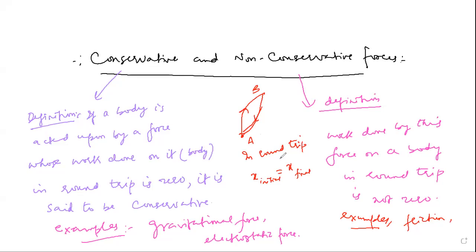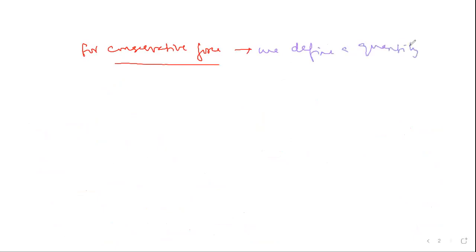Now, what is special about conservative forces? For conservative forces, we define a quantity called potential energy, which we denote by U. Potential energy is the characteristic property of conservative forces. For non-conservative forces, there is no such quantity.